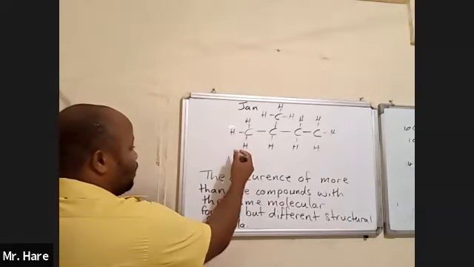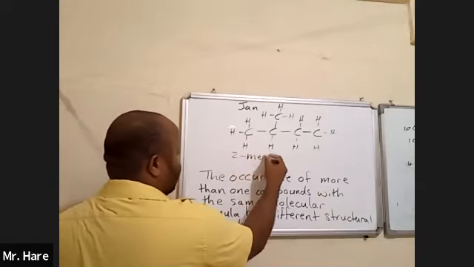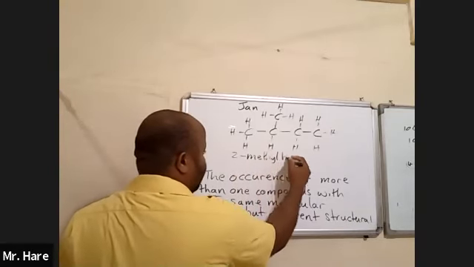All right, so this is the structure for 2-methyl butane.